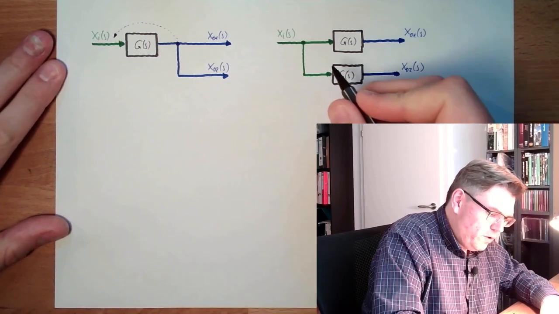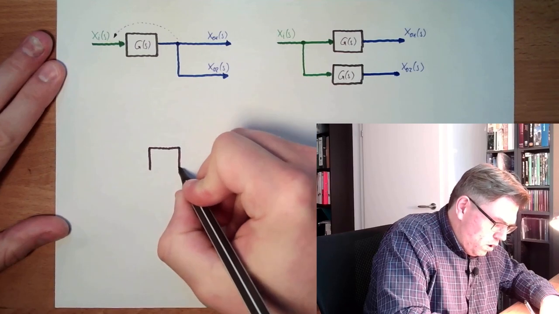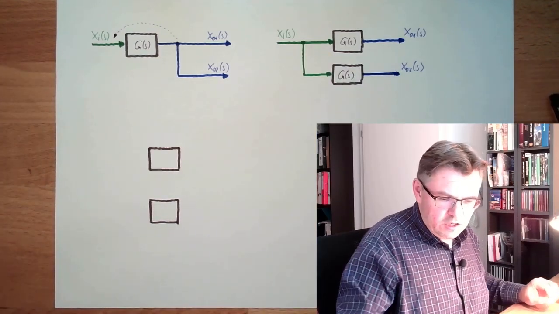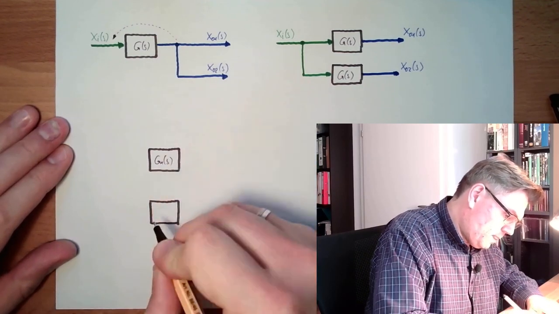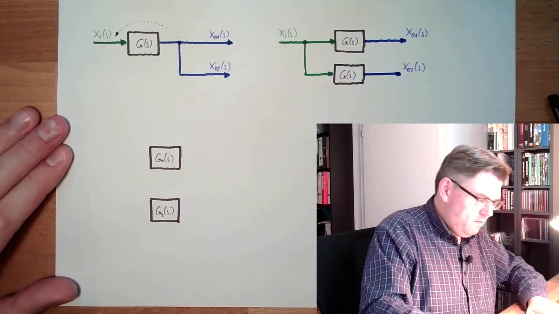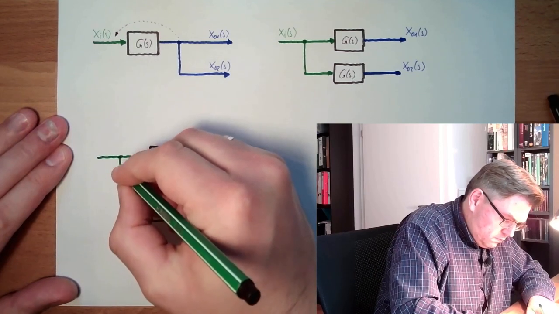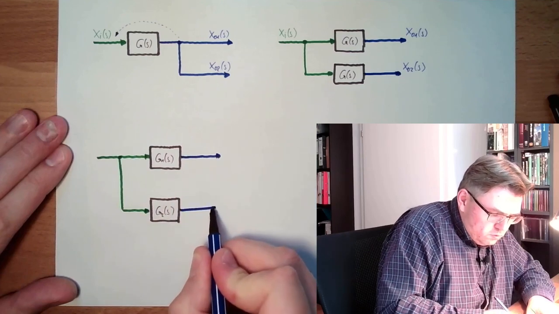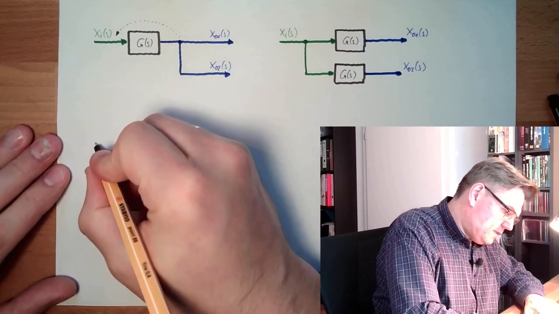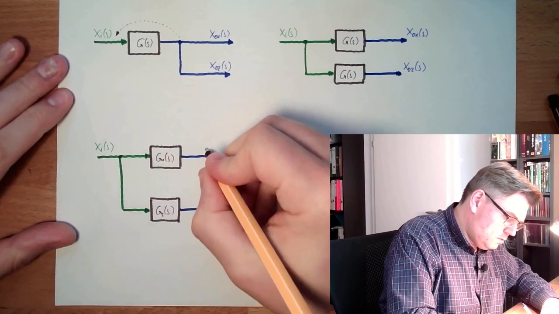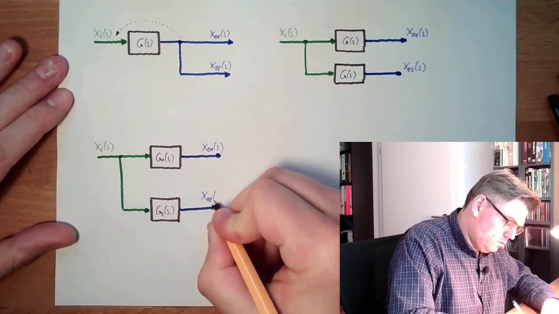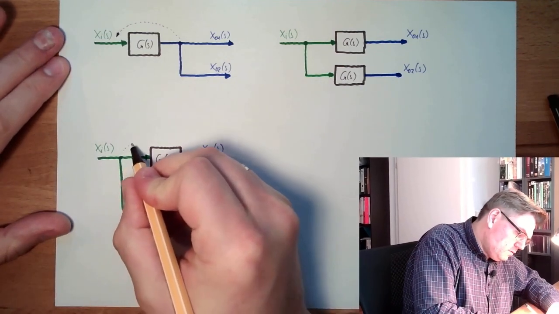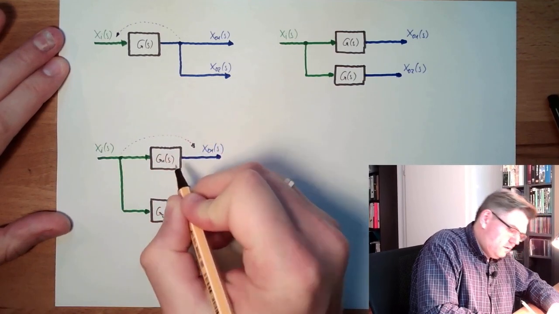So if we do have a situation similar to this, but this time we have here one transfer function, and this time we have here a second transfer function. So we're not having G and G, but we are having a G1 and a G2. And the input is reaching both. And here we have the output XO1 and the XO2. So here we have XI from S. Here's XO1. And here's XO2. And what we want to do is we want to move this branching point after the transfer function. Okay?